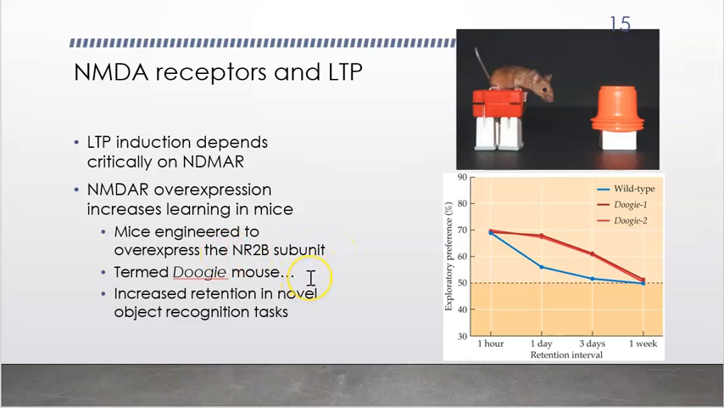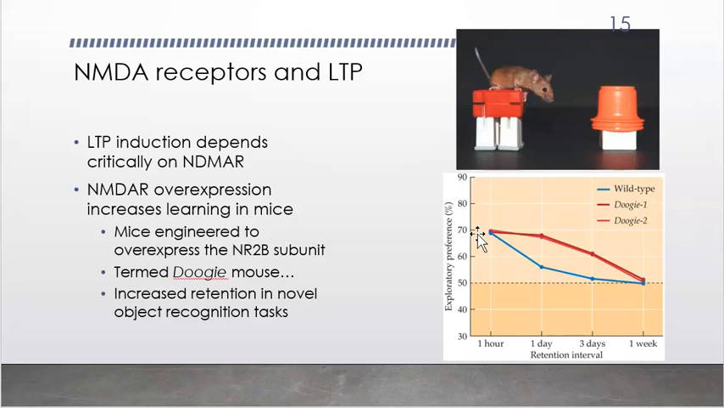They're just called Doogie mice. And what we see is that they have an increased retention in novel object recognition tasks. So if we look on the x-axis, we've got 1 hour, 1 day, 3 days, 1 week. And in our blue wild type mouse, you can see at 1 hour, retention is pretty high. Their exploratory performance is about 70. And then as the week goes on, it lowers to about 50%.